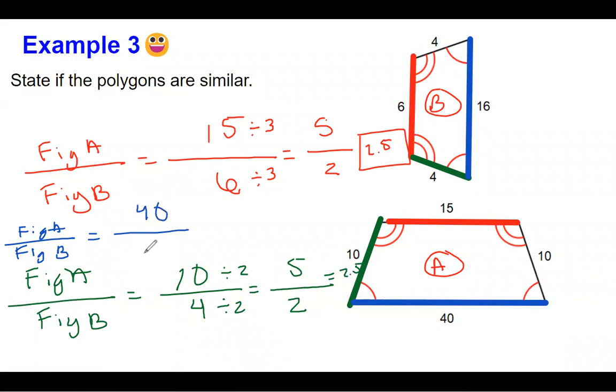40 over 16. What can I simplify these two by? I can simplify them by 8. You can by 4, but then you would have another factor to simplify them by. So we have here 5 over 2.